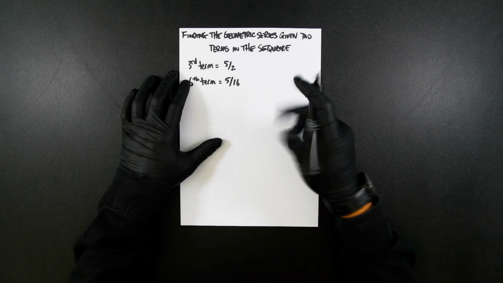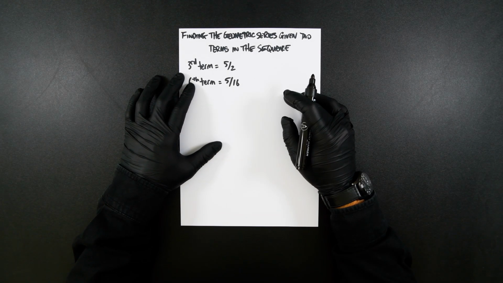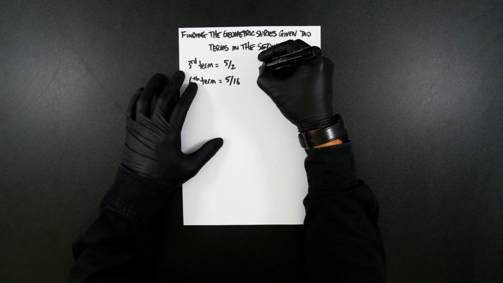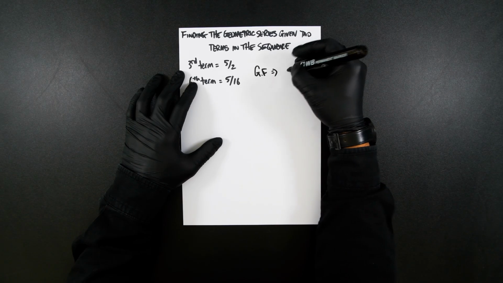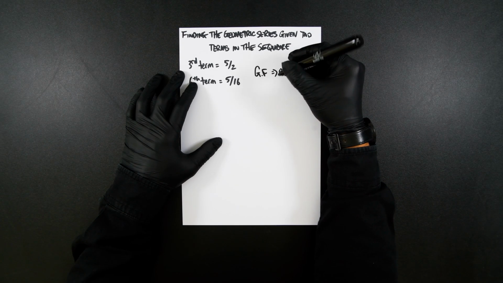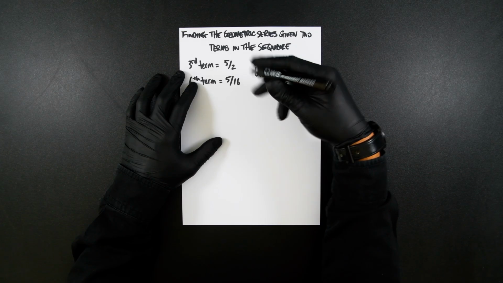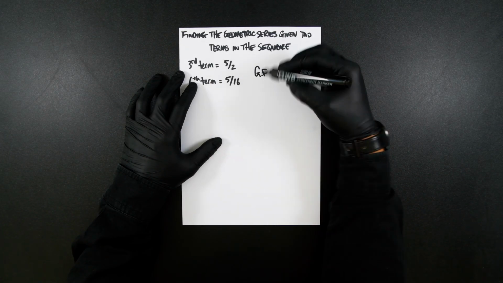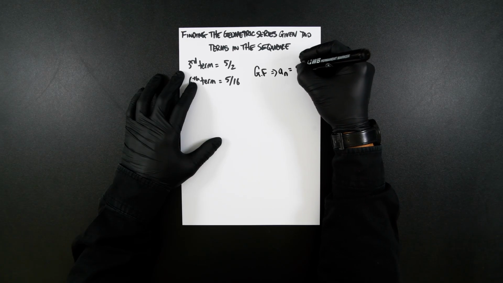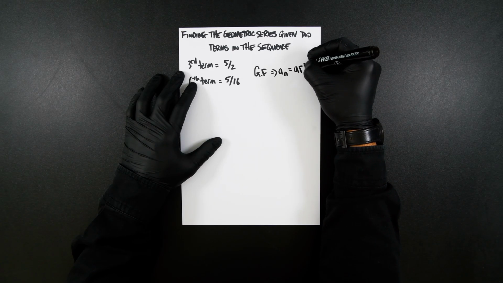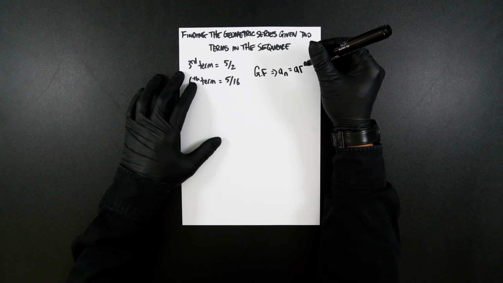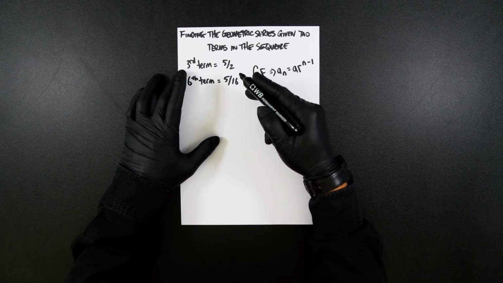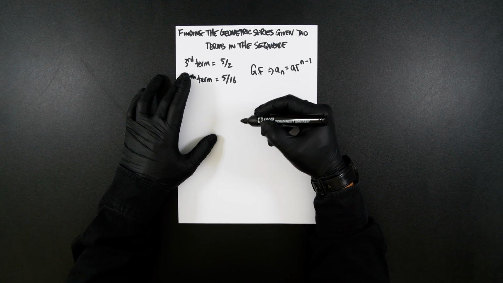You've got these two terms. You need to find out what the general formula is first, and then we can find out what the whole sequence is. So the general formula for a geometric sequence is a_n, where n is the number that the term is associated with, equals ar^(n-1). So we can now plug these two terms in and try to get two formulas.